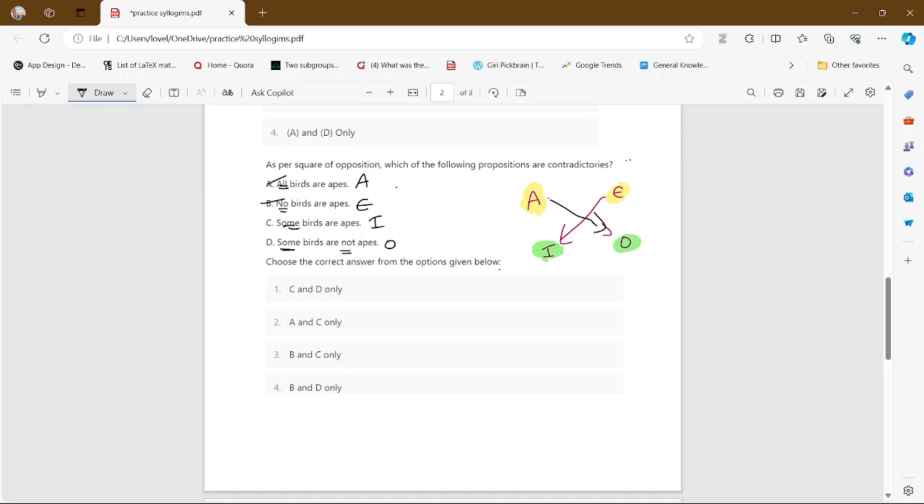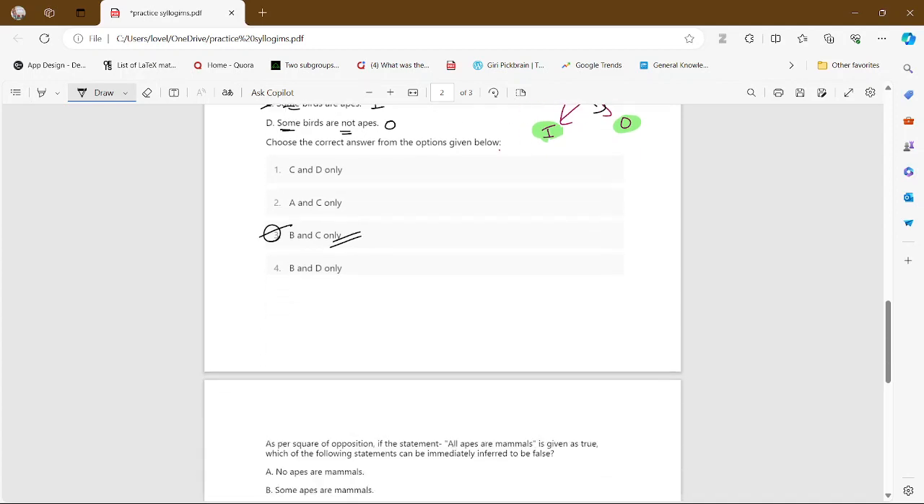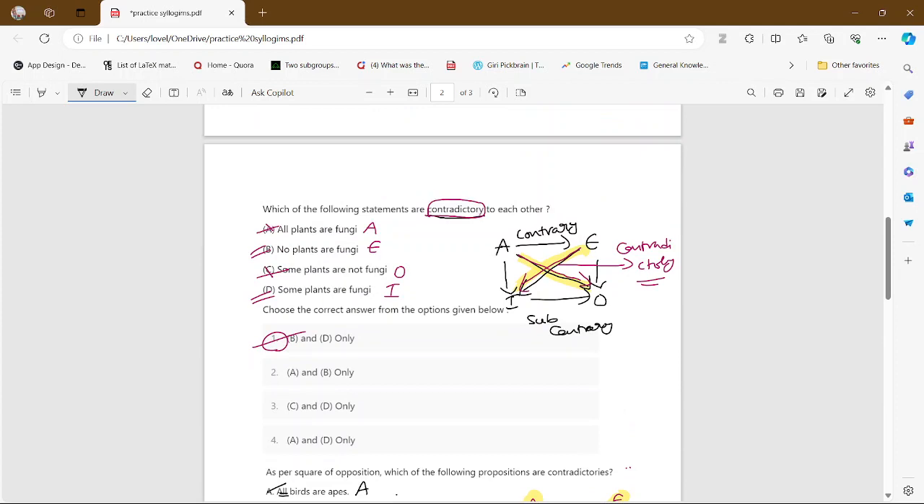Then EI. EI is there. So BC statement. Yes, BC option is present. So it is option 3. You understood? So diagonal is contradictory. AE is contrary. IO is subcontrary. If you remember this, that is enough for solving this kind of questions.